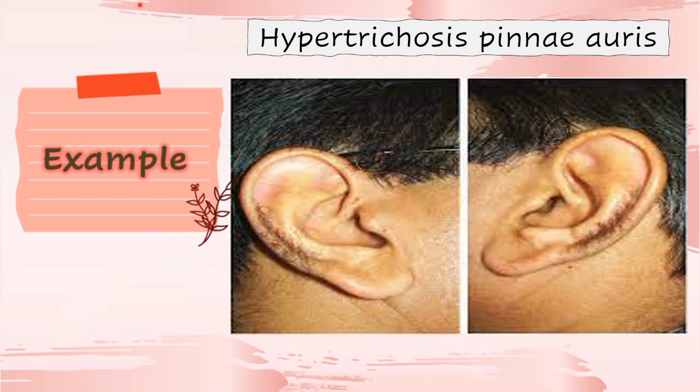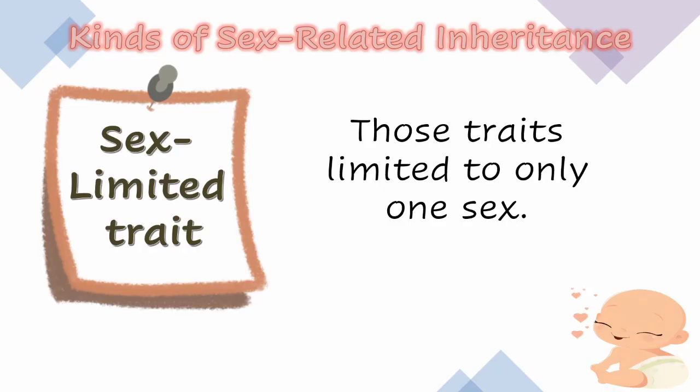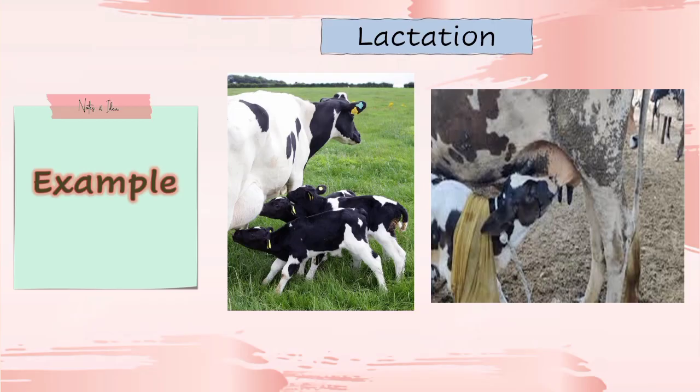And for the next kind of sex-related inheritance, we have the sex-limited trait. These are traits limited to only one sex. For example, we have lactation. It is a sex-limited trait that is exclusively exhibited among females. However, cattle carry genes for lactation in both males and females.